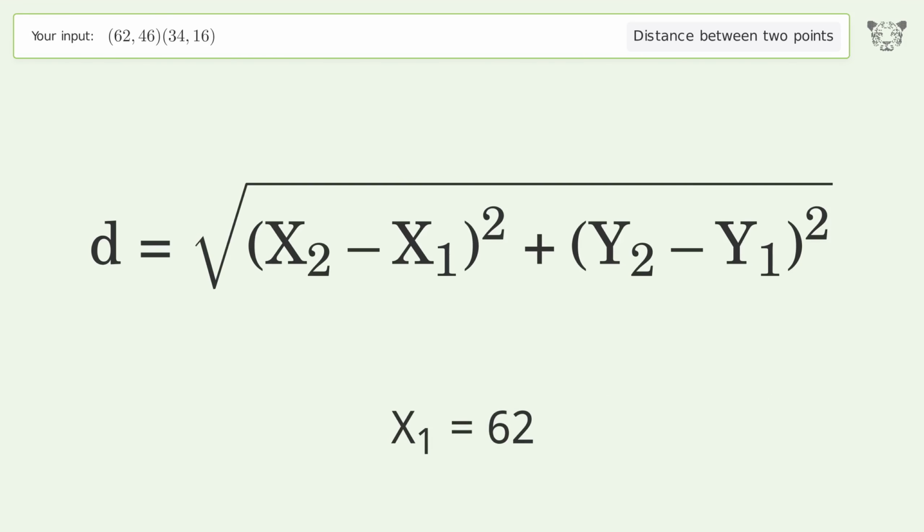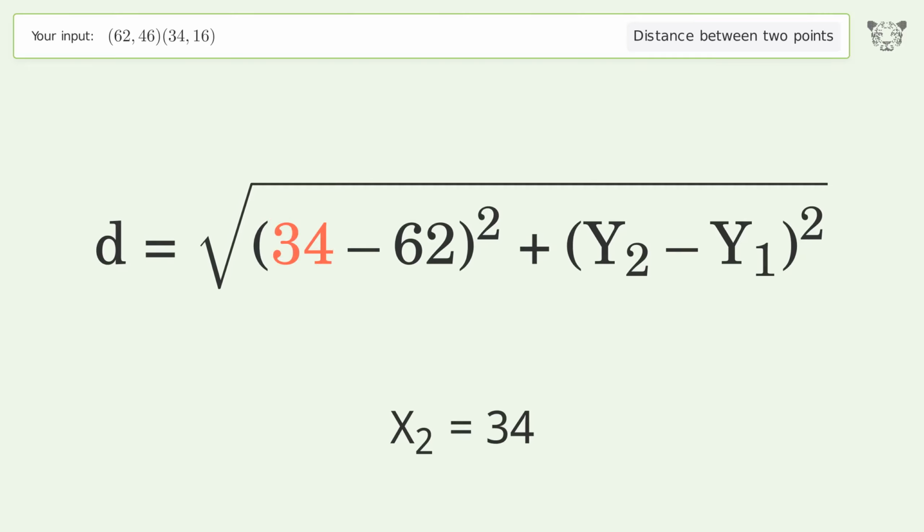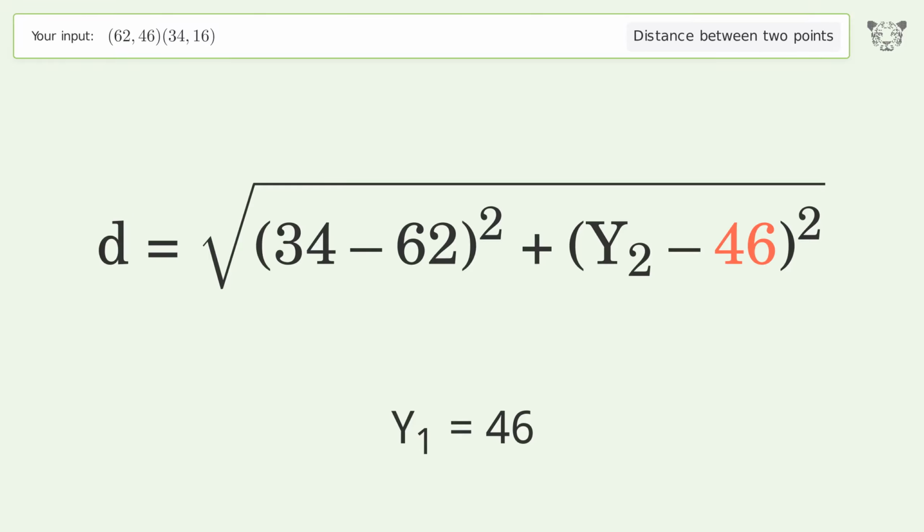x1 equals 62. x2 equals 34. y1 equals 46. y2 equals 16.